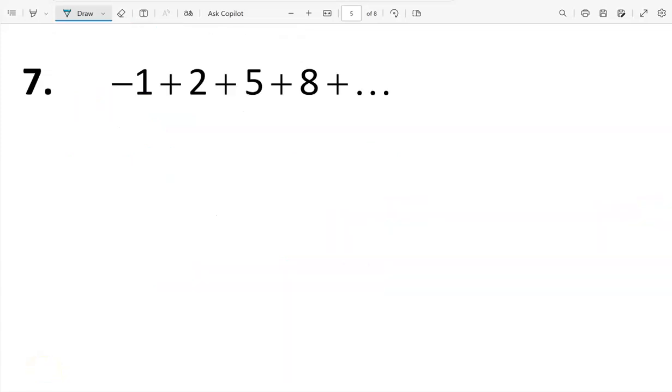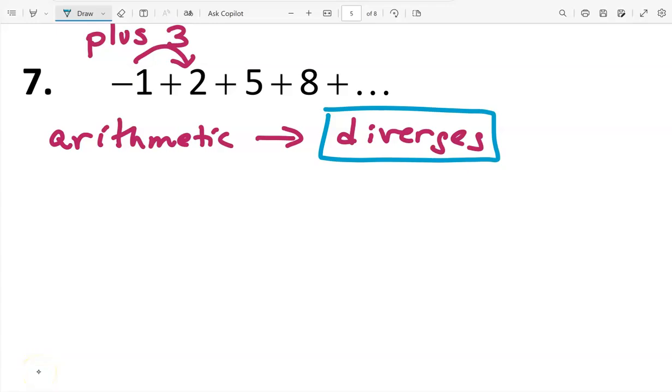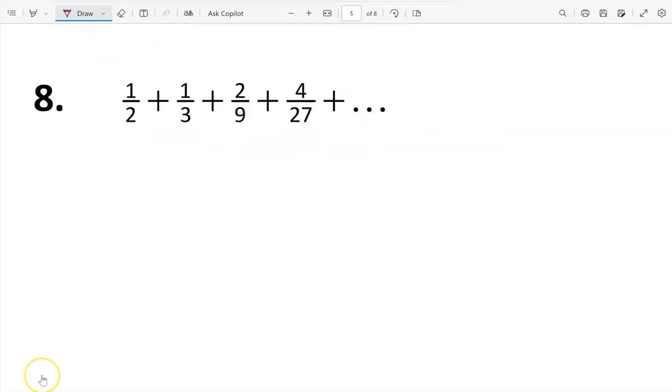The series in number 7 is an arithmetic series, since each term can be found by adding 3 to the previous term. Since this series is arithmetic, we know that it diverges. A divergent series has no finite sum, so we will not find the sum. The series in number 8 is a geometric series. The common ratio for the series is 2/3, since we can multiply each term by 2/3 to get the next term in the series.